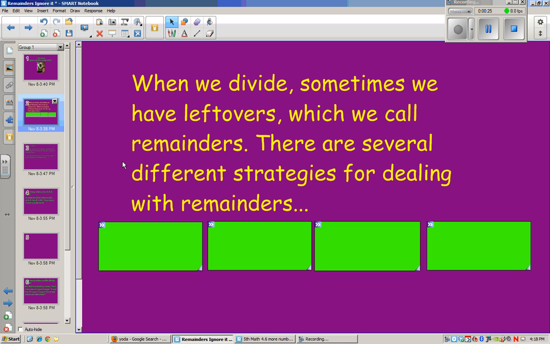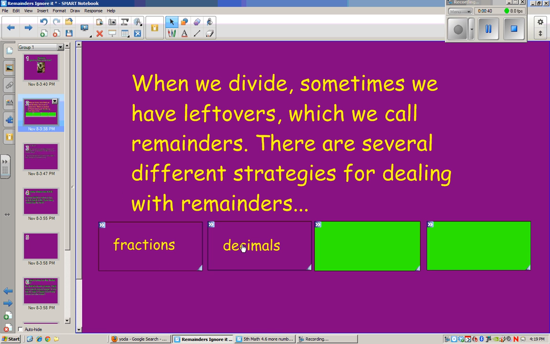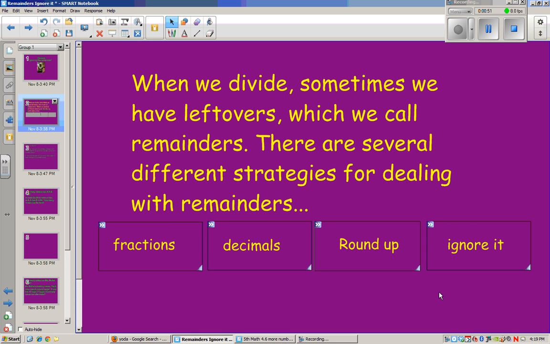So just a reminder of where we've been and what we've been doing. When we divide, sometimes we have leftovers, which we call remainders. There are several different strategies for dealing with remainders. We can take a remainder and turn it into a fraction. We could also make it into a decimal. You can take that remainder and round it up. Sometimes that's the best thing to do. And then today, we're going to be learning about situations where what you want to do is just ignore the remainder.